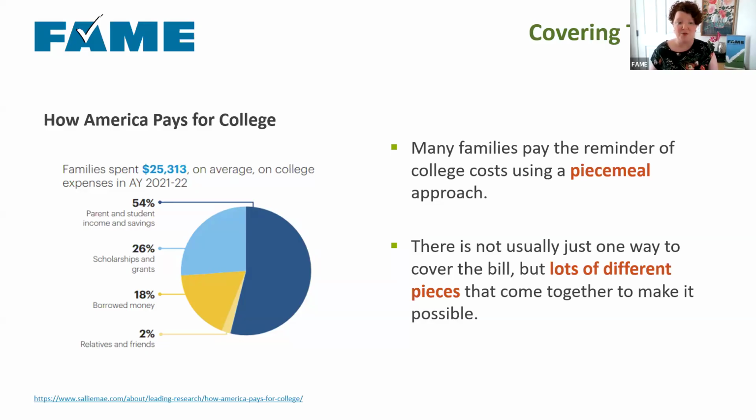26% was scholarships and grants. 18% was money that they borrowed through student loans. And then 2% was relatives and friends. So there's not usually just one way to do this. Usually there are lots of little things a student can do to get there.